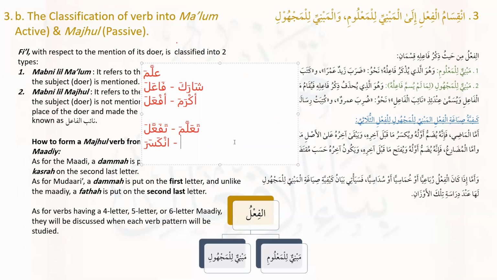Now انكسر, what are the 3 root letters of انكسر? قاف سين را. How many letters does it have in its ماضي? No, it's not 4. There is 5. 5 letters. And if you put it in the ميزان الصرفي, in the صرفي scale to weigh it, what will its وزن turn out to be? إن فعل, أحسنتم, ممتاز.